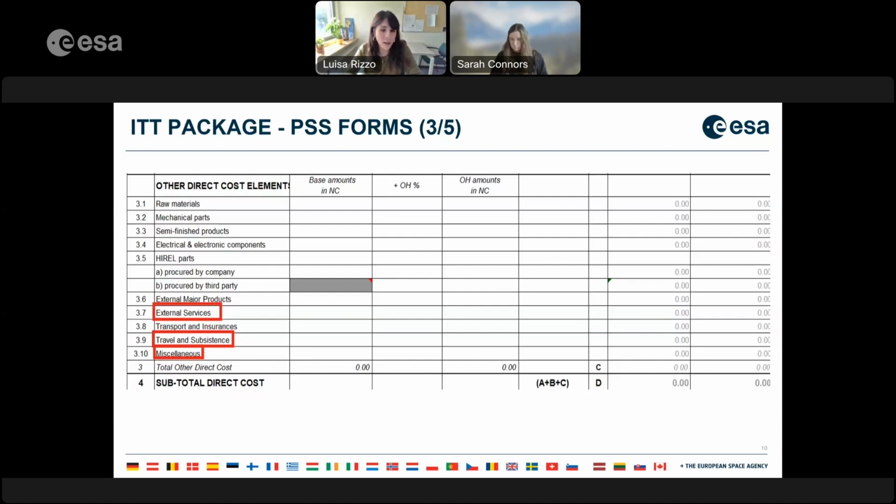Otherwise, on the other side, if you lack details, we will downgrade the proposal, because you may imagine we cannot accept any cost that is not well presented, and a travel cost with no destination is not well presented. As I said, a lack of destination can be justified, can be accepted by ESA, but it must be justified.